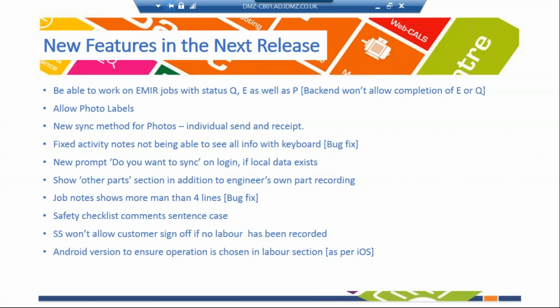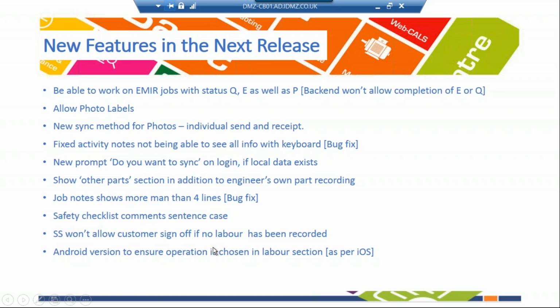We've also added another part section, so now not only can the engineer record the parts that he wants to use, but if anyone's already recorded part usage on a job in EMEA, he will also see all the other parts that have been recorded. Again, the sentence case thing's been done. There was a bug, I think mainly in iOS, where job notes wouldn't show more than 4 lines in a display, but that's all changed now as well.